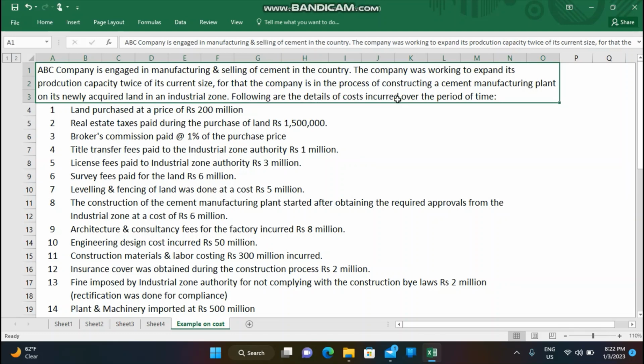Following are the details of cost incurred over the period of time. So we have multiple elements of cost given in this example. Let's go through them one by one.